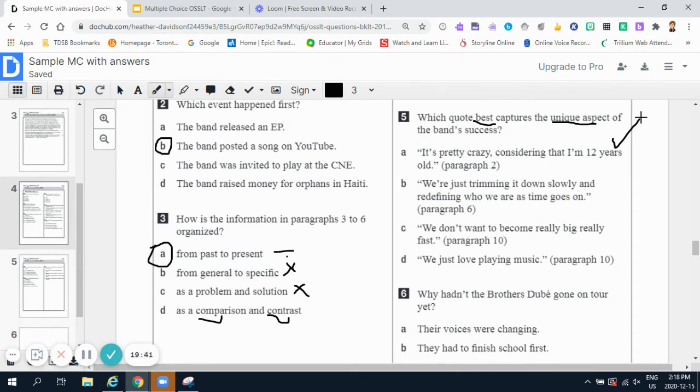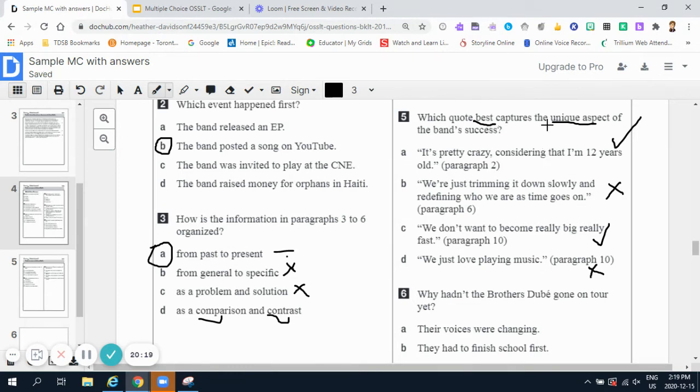"We're just trimming it down slowly and redefining who we are as time goes on." I don't know if that's unique. It's kind of talking about work ethic, right? I'm going to say no. That doesn't make them stand out to me. "We don't want to become really big really fast." Yeah, that works because lots of musicians do, right? "And we just love playing music." That's not really a unique aspect of their success. I think most people who are musicians love music, right?